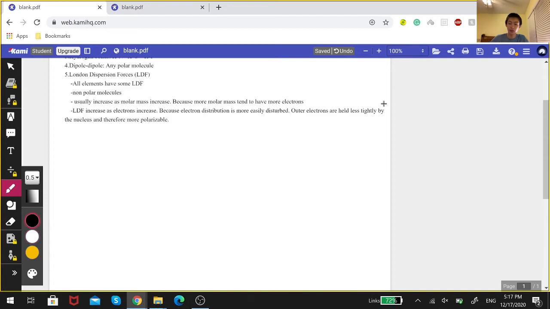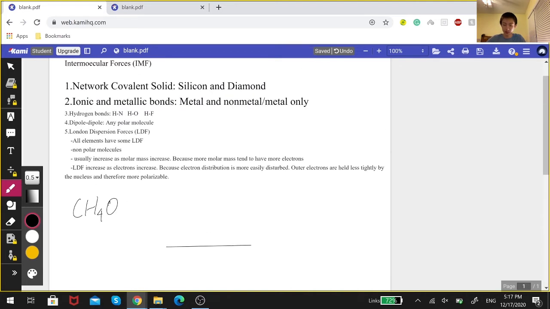First we have CH4O. Now let's see what kind of intermolecular forces this has. First, let's draw the Lewis structure. We have carbon and oxygen connected to 4 separate hydrogens, and to satisfy the octet rule, all of these will have 8. Let's count the valence electrons first: carbon has 4, plus 4 hydrogens is 4, plus oxygen 6, which is 14. And over here we indeed have 14. So this is how the Lewis structure will look.